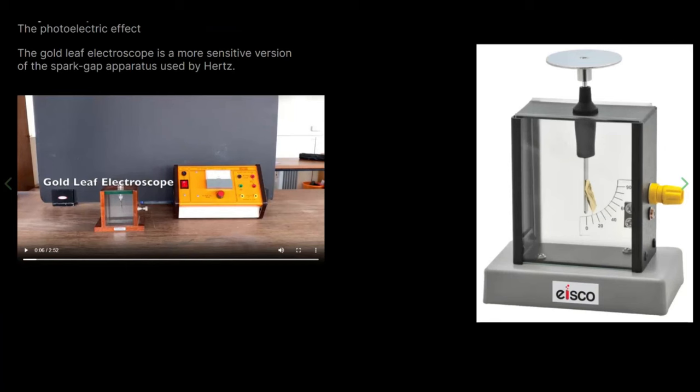So to emulate what Hertz saw, what you initially do is impart electrostatic charge on the zinc plate, which then makes its way down the object onto the gold leaf. And if there's a charge imbalance, then the gold leaf would deflect from the zinc plate. And depending on how much charge there is, it would deflect much further.